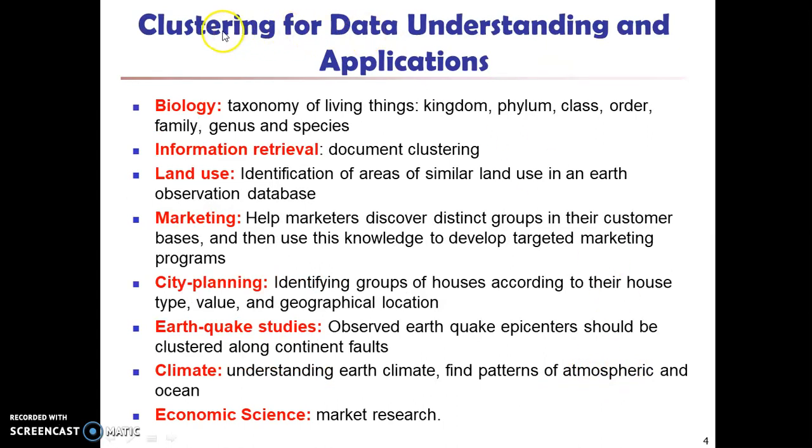And where are we applying the clustering concept? We have different fields. In the biology field, we use this clustering concept for grouping classes, order, phylum, family, genes and species. When you go for information retrieval, there we have a number of documents. To collect relevant documents, we use the clustering concept. It's document clustering.